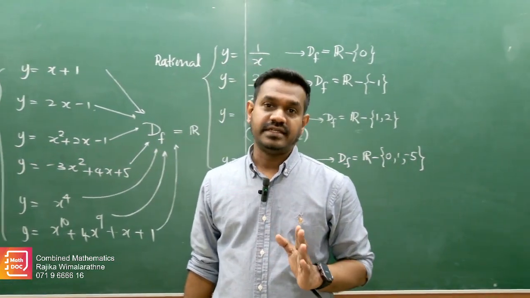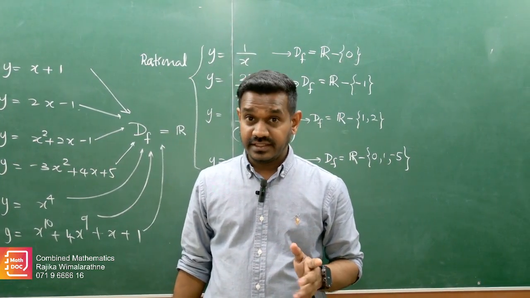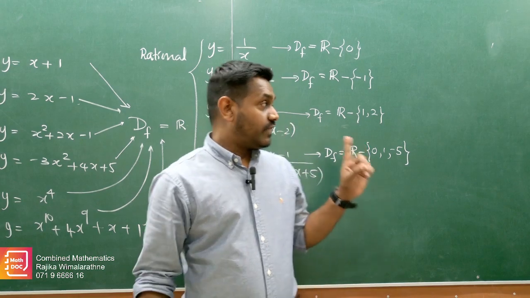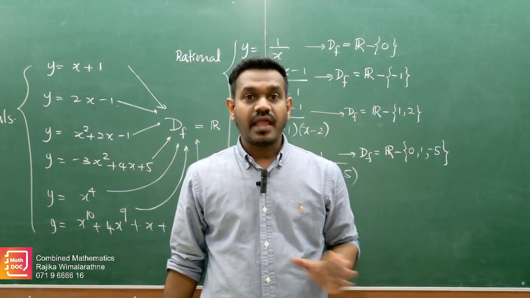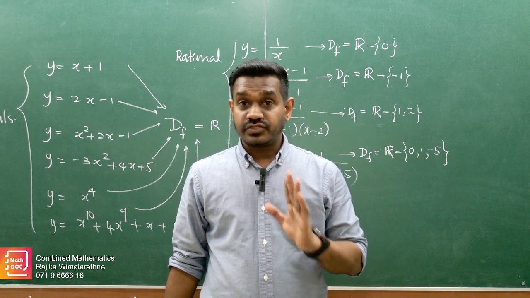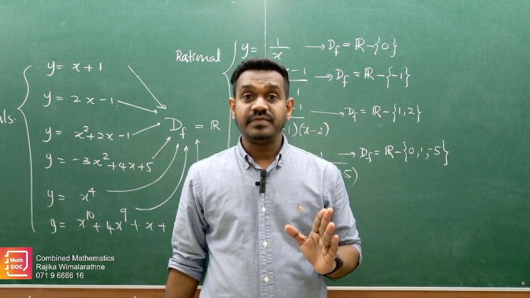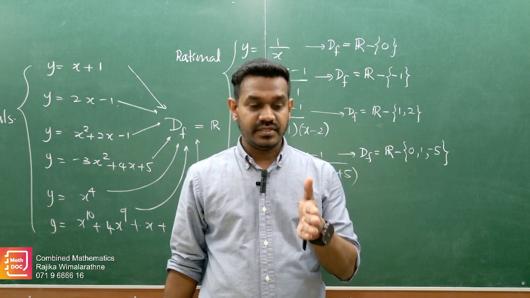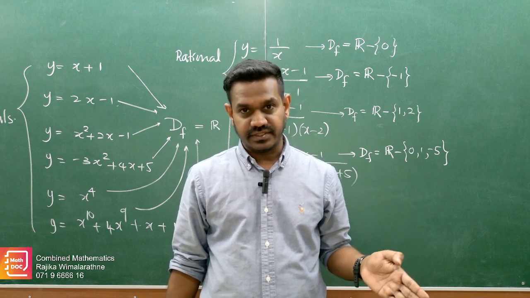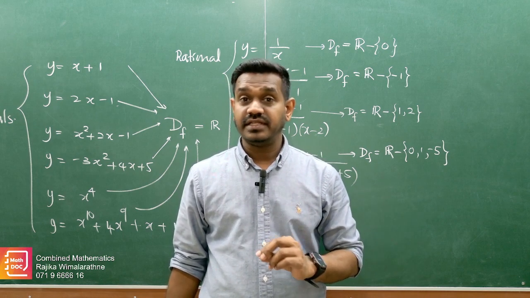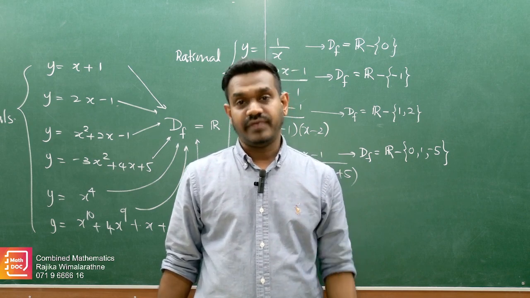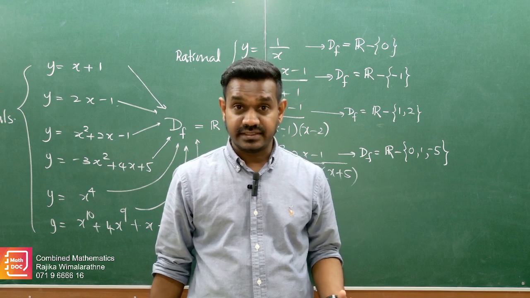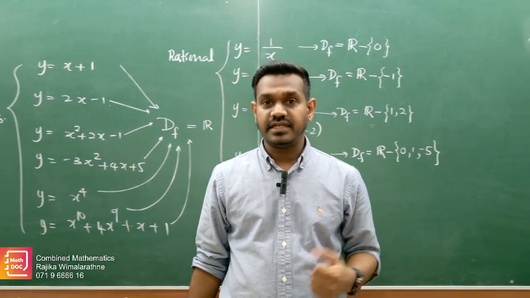I told you three conditions. Remember them again. One thing, denominator zeros must be eliminated. Second, within a square root the value must be non-negative, that means it can be 0 or positive. And also, within logarithms, you need to select only positive values. Those are the conditions of selecting domains.